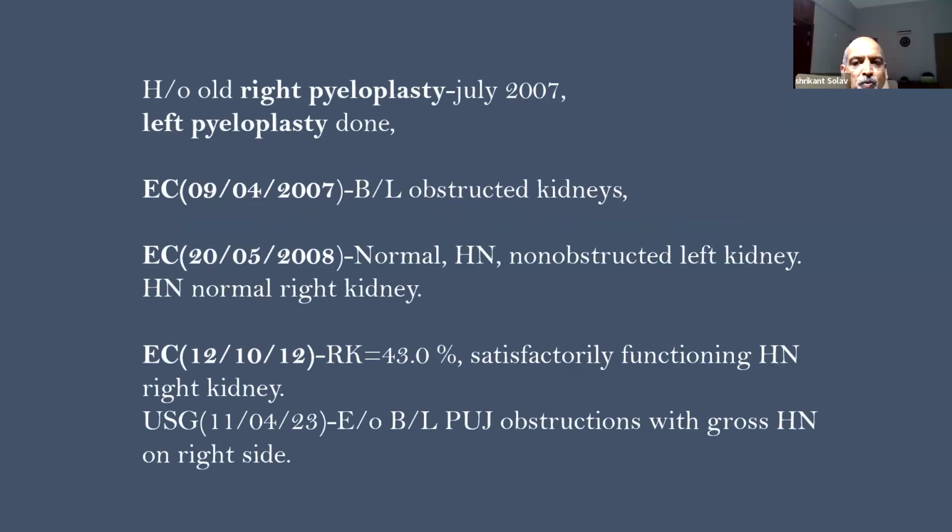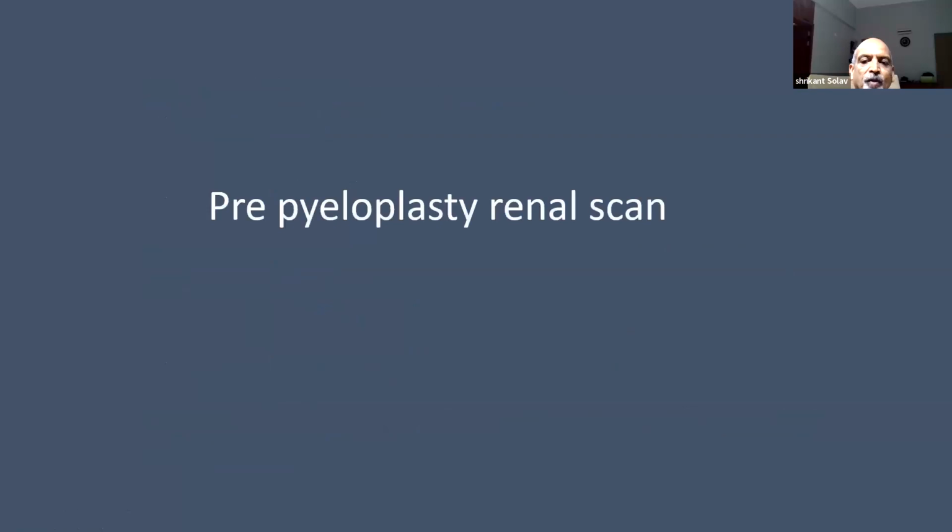This patient underwent bilateral pyeloplasty. Before the pyeloplasty, the patient had obstructed kidneys bilaterally. Subsequently, one kidney was unobstructed on a renal scan, and the other kidney was normally functional. What happens subsequently is going to unfold. There are two scans, 2008, 2012, and then the third scan was in 2020-23. Let me show you one by one.